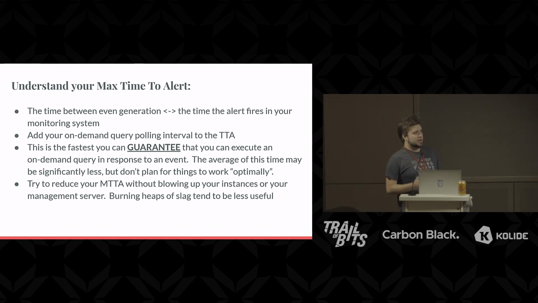So if you're not familiar, on-demand polling actually queries every X amount of seconds to see if there are any on-demand queries to run. That means that if you have a 5-minute on-demand query poll, you have to add 5 minutes more before that query that you want to run in response to something ever gets picked up. So there is an actual gap of time where you might not be able to respond to stuff fast enough, even if you've scheduled these things to respond to events. So understand what that is.